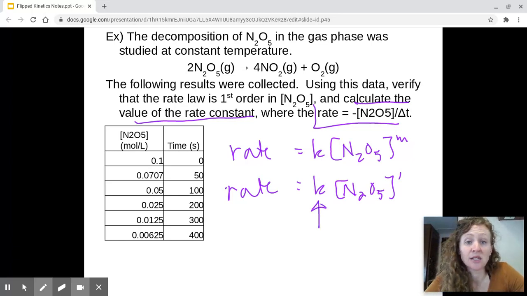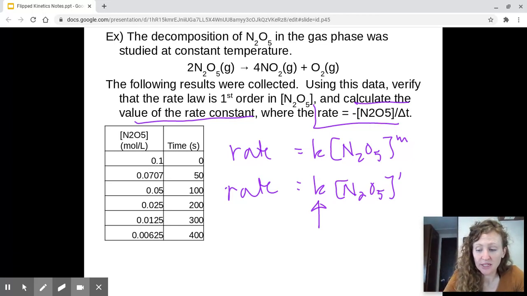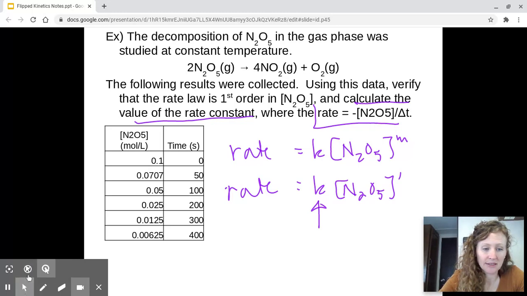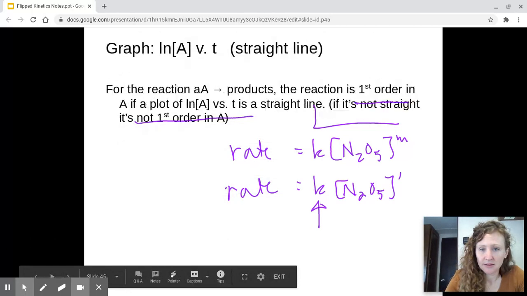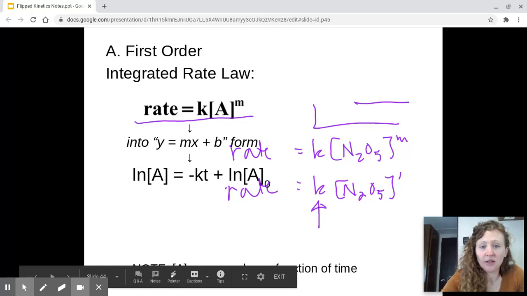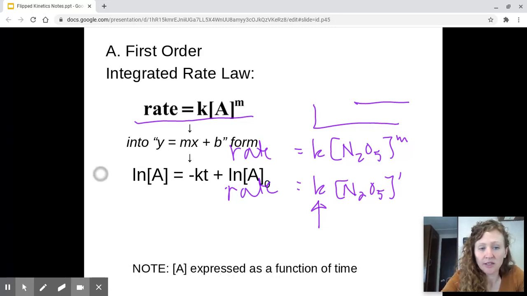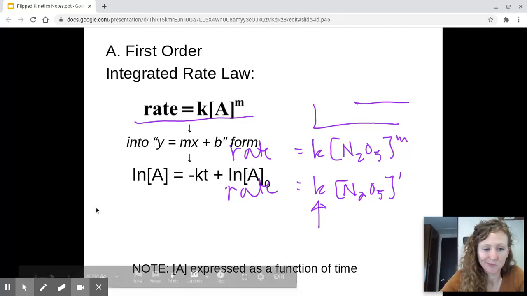We need the slope. So we can do this in a couple different ways, but one of the ways would be to look at the integrated rate law and use that to calculate out an answer. So if we go back, okay, here's our integrated rate law. Natural log of A equals negative kt plus natural log of A naught.